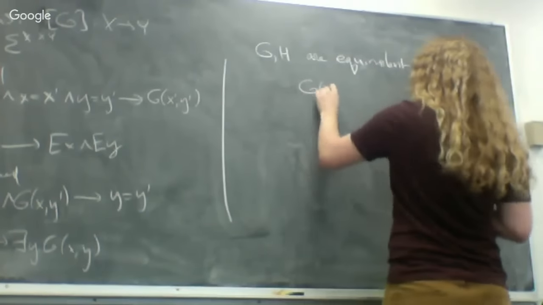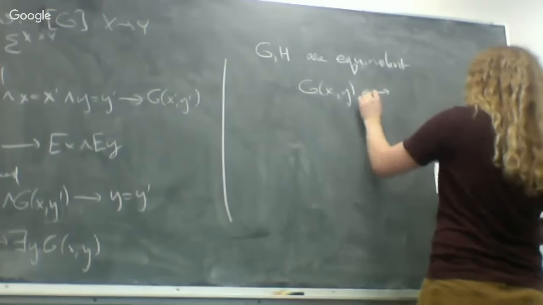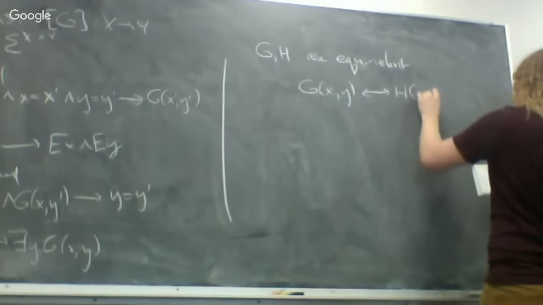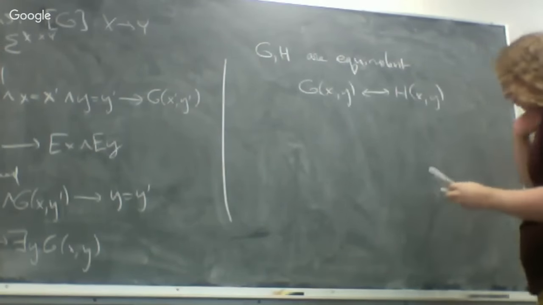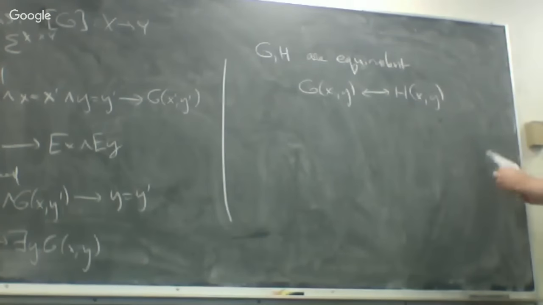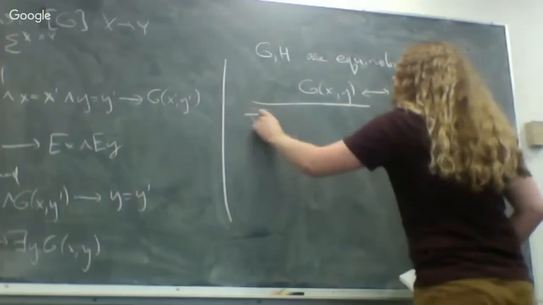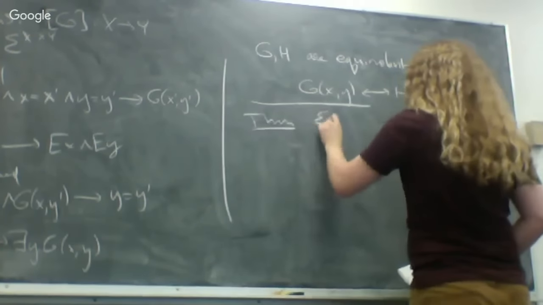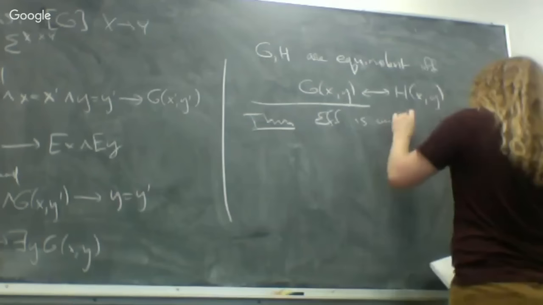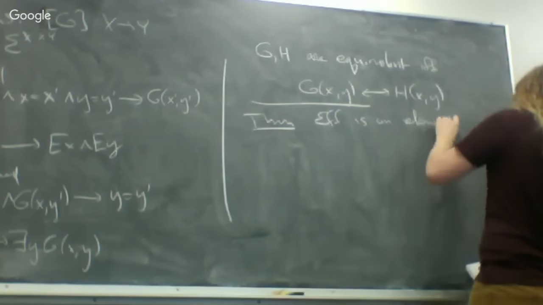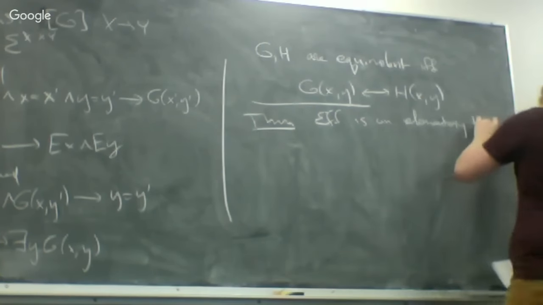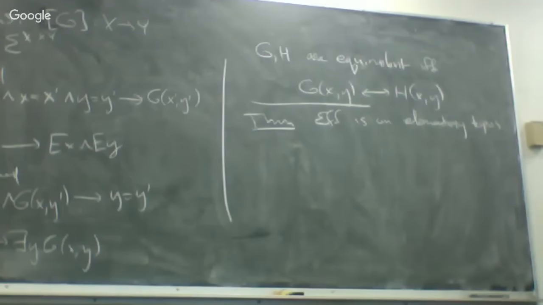So g(x,y) if and only if h(x,y). Okay. So now, this is an elementary topos. It is not a Grothendieck topos, and this is part of the interest of the effective topos, that it is a topos which does not behave very much like a Grothendieck topos.